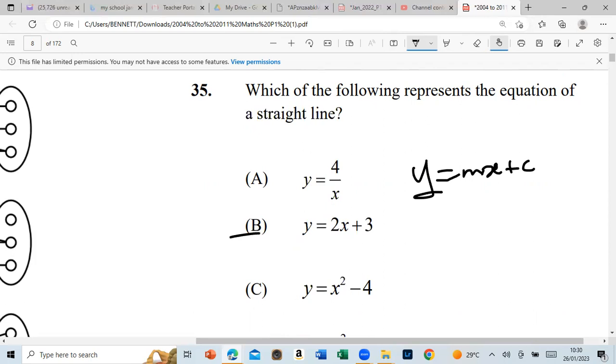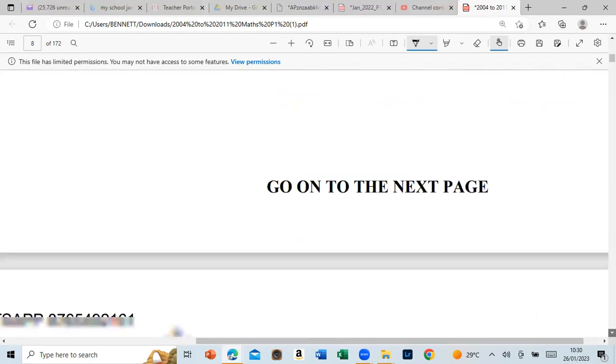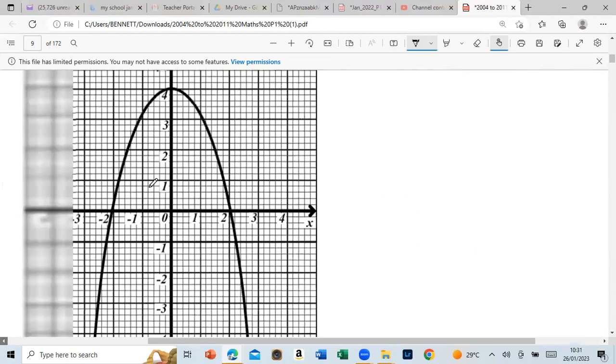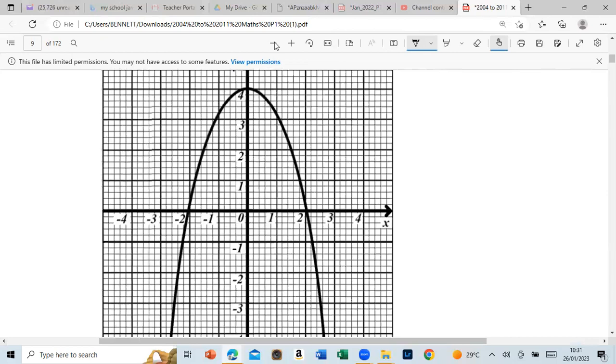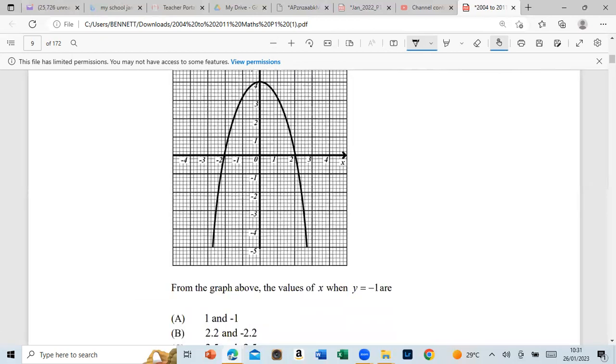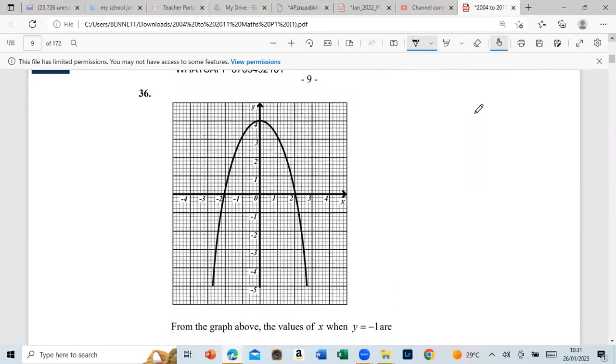Alright. Let's move on to 36. I might have to zoom up this a bit so you guys can see. Guys, remember you're encouraged to try the question, not just watch the video. Alright, so you know you can assess yourself. If you have an answer you don't agree with, you can always leave it in the comment section.